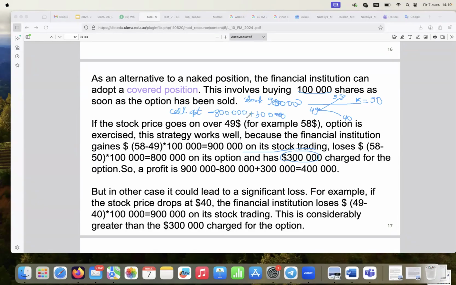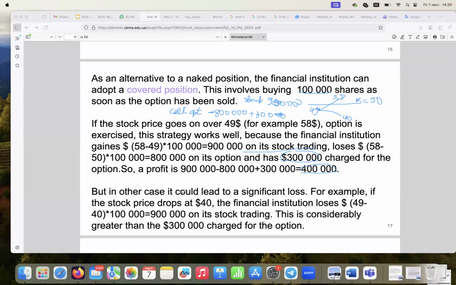So 800 and 300, it is minus 500. You see this? If we are speaking about stock, we win. If we look at the call option, we lose. So in the sum, it is 900 minus 800 and plus 300, so it is our profit.